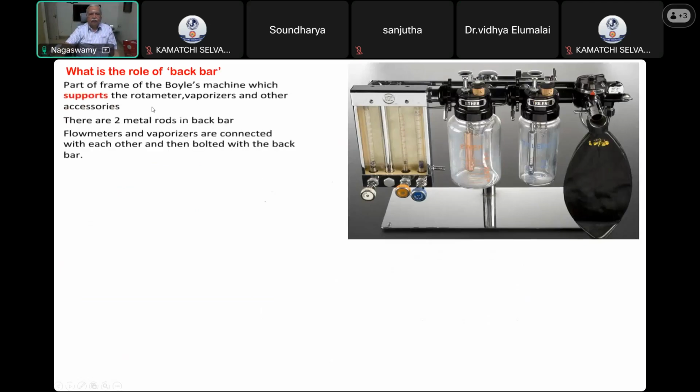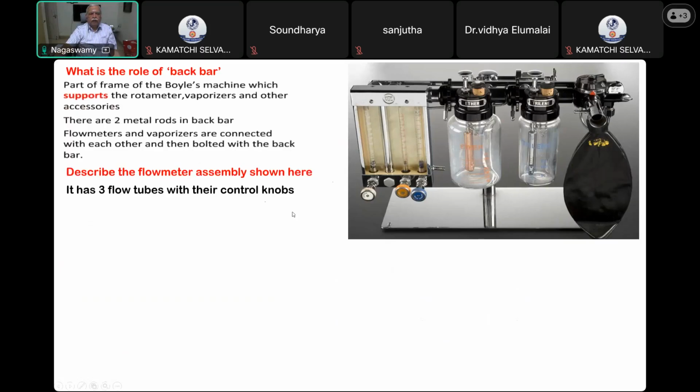So this is part of the frame of Boyle's machine. It supports the rotameter or the flow meter, vaporizer, and other accessories. And there are two metal rods in the back bar. Flow meters and vaporizers are connected with each other and then bolted to the back bar. The flow meter assembly here is shown as 3 tube flow meters. One has been dummied, the carbon dioxide has been dummied, and you have another extra orange colored one.